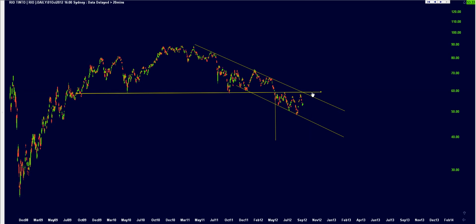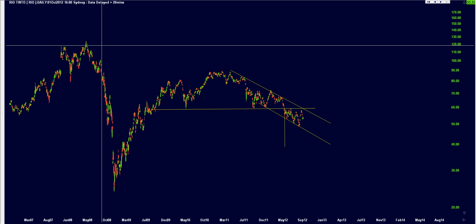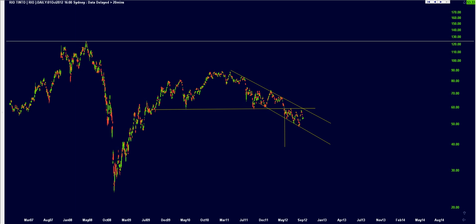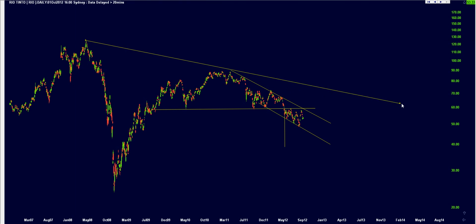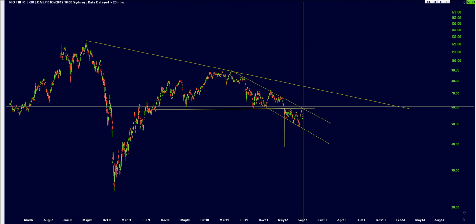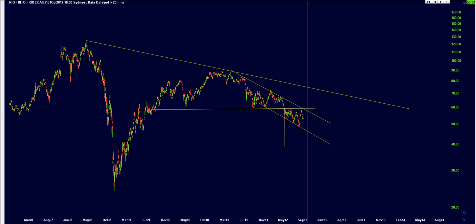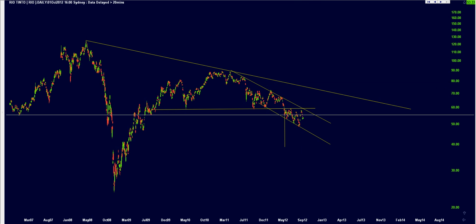Now, if we get over this area here, then I'll have to look at this stock again. Long-term viewpoint, the top that we had over here in 2007, if we just draw a trend line over these two peaks here, Rio Tinto would then be challenging its long-term downtrend line if we could get over this area here. But that's a ways to go yet.